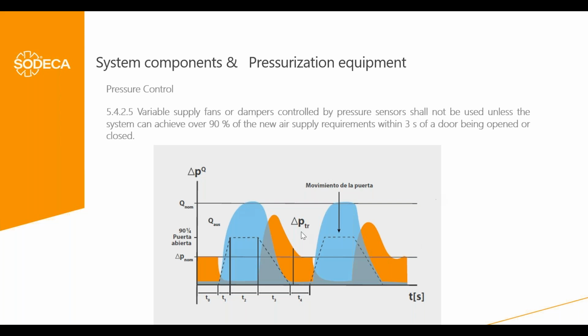Again, when the door is closed, we are blowing a big amount of air that is passing through a small area because the door is closing, and then we have a peak of overpressure in the staircase. This will be dangerous because during this time that we have this peak of overpressure, people will not be able to open the door. So that's why this peak of overpressure is limited again to 3 seconds.